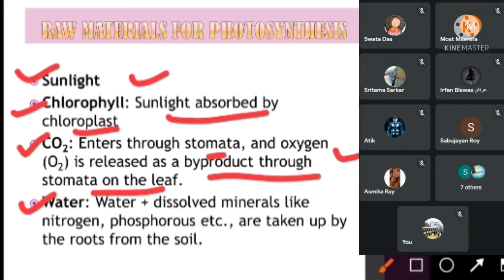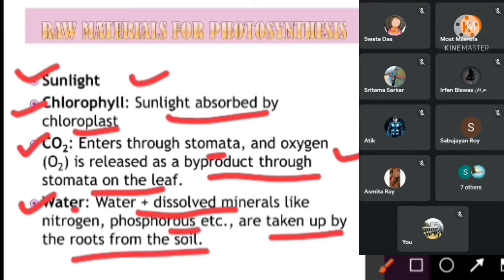Next raw material, that is water. Water plus dissolved materials present in the soil, materials like nitrogen, phosphorus, etc., are taken up by the roots from the soil. Means inside the soil, water and some mineral nutrients are present, like nitrogen and phosphorus, etc. So all these minerals and the water will come through the roots inside the body of the plant. So these are the raw materials for photosynthesis. Understood?